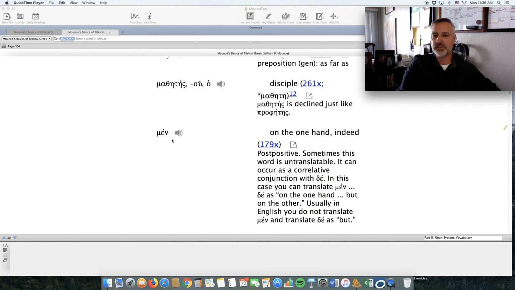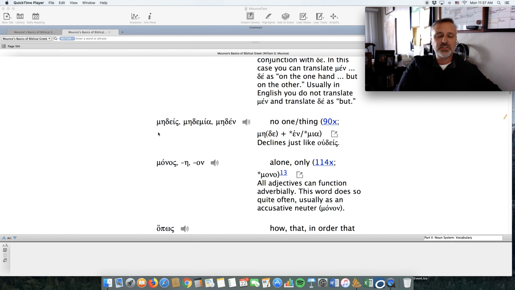All right, men. Men means on the one hand or indeed. It is a postpositive. Oftentimes it'll be used with another word and it'll kind of set up the structure of a sentence. Men and de or something like that. Okay.